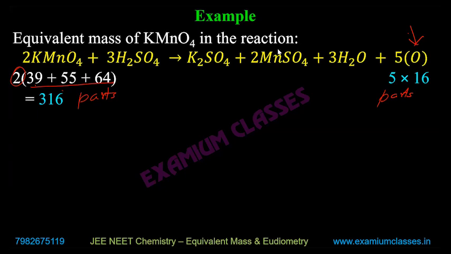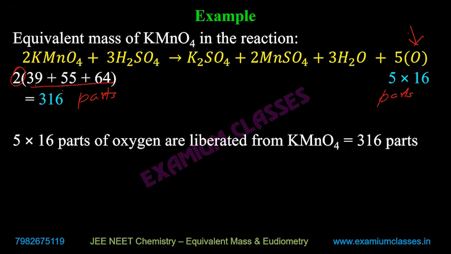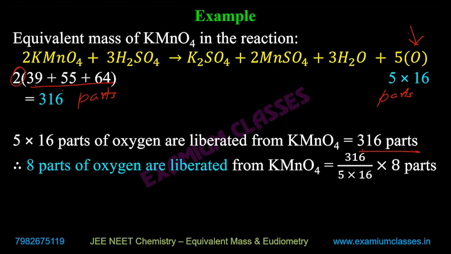Otherwise, very good. So here you see how many parts we are talking about. 5 into 16 parts by mass of oxygen are liberated from 316 parts. So 8 parts of oxygen are liberated by how much? We will apply the unitary method. That will be the equivalent mass of KMnO4.